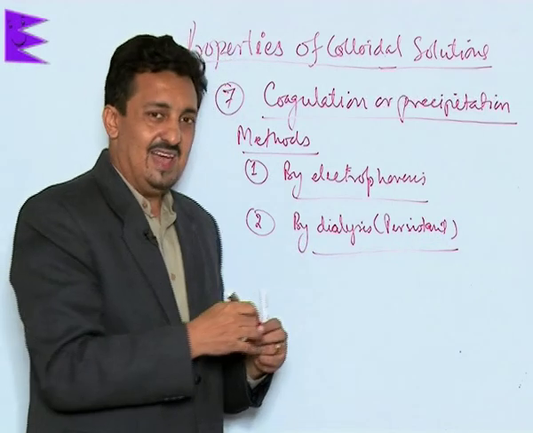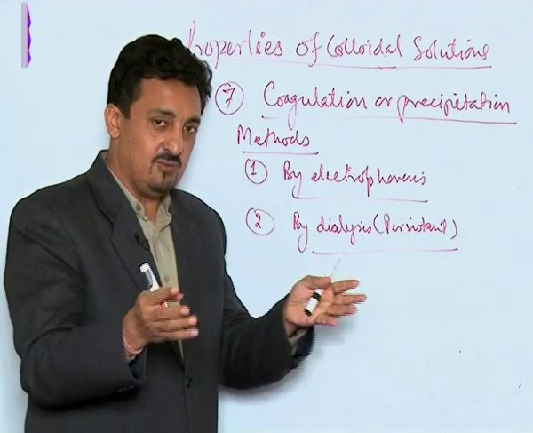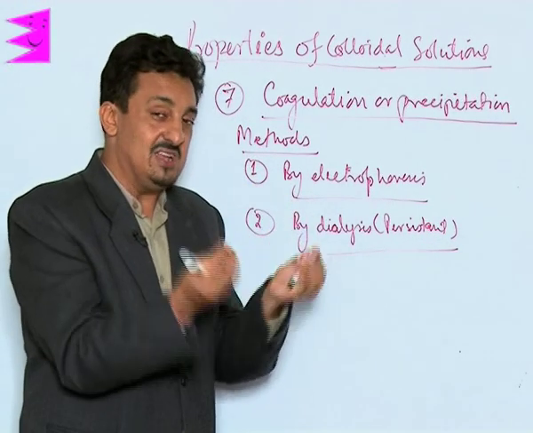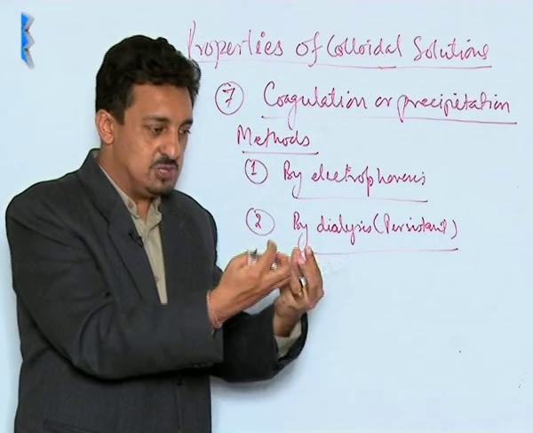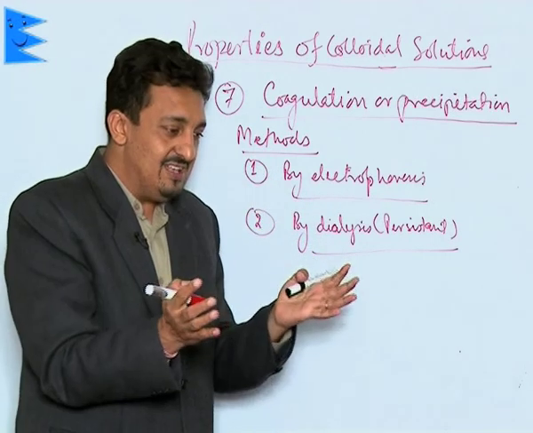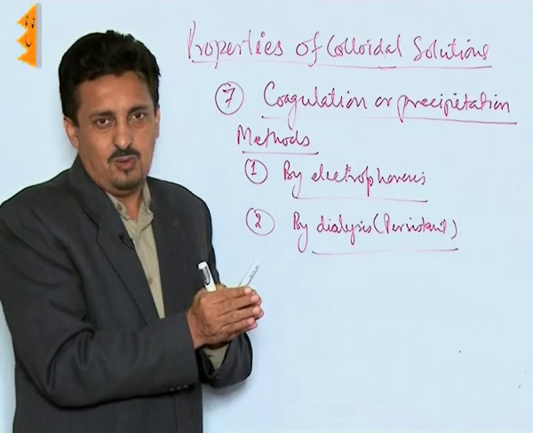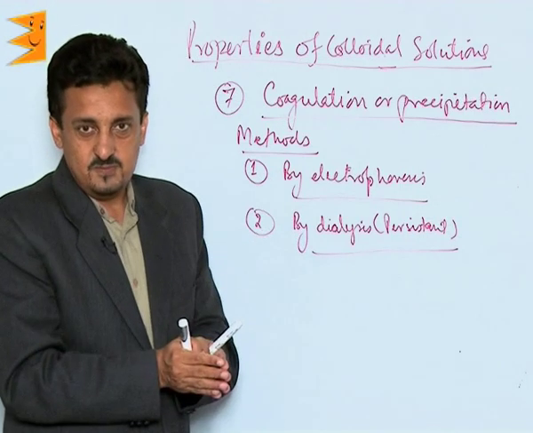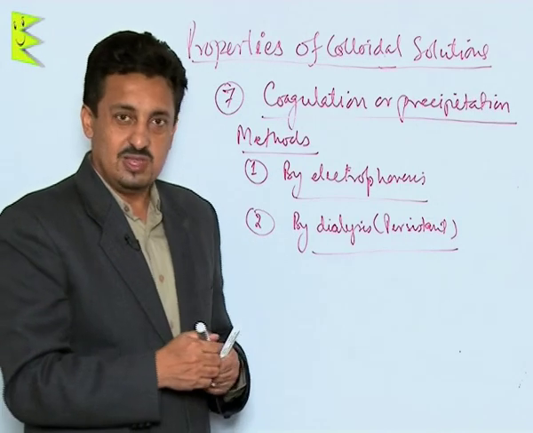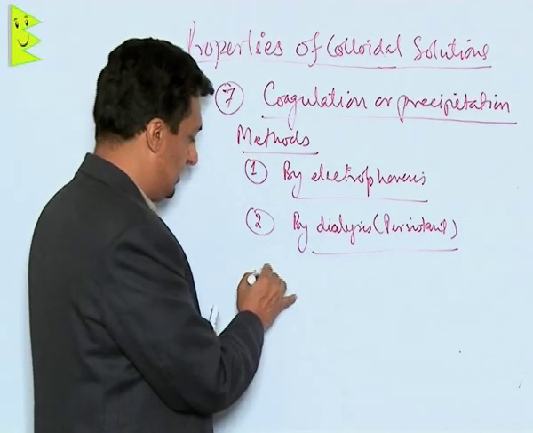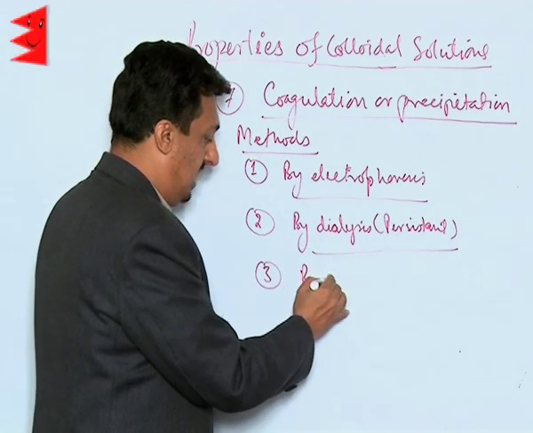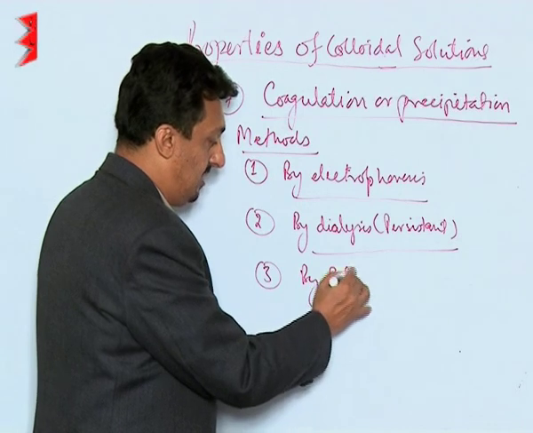Now, if we allow the dialysis to take place for a very long time, what happens is all the ions, even the preferentially adsorbed ions, also diffuse out. As a result, these colloidal particles aggregate together to form what? Suspension or precipitates. So, persistent dialysis also leads to what? Coagulation.